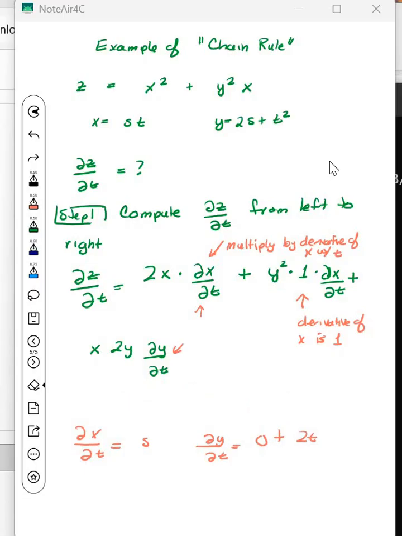Why didn't you just find the partial derivative of x and y on the t function? Like when we... Hold off. Hold that thought.